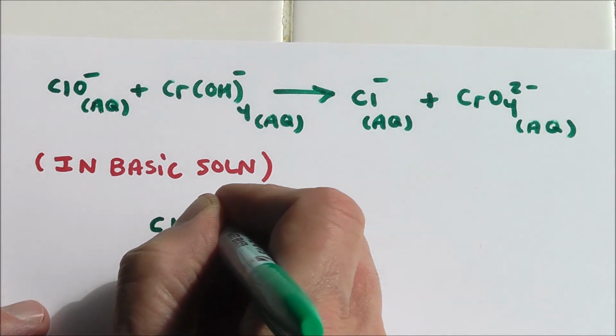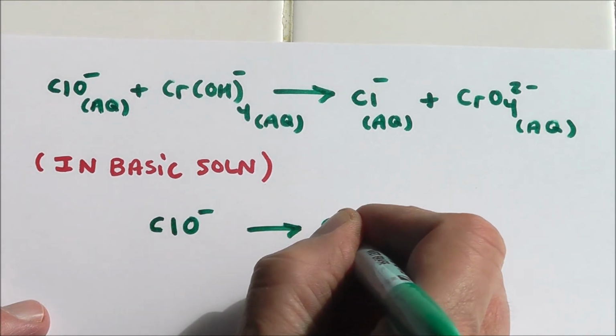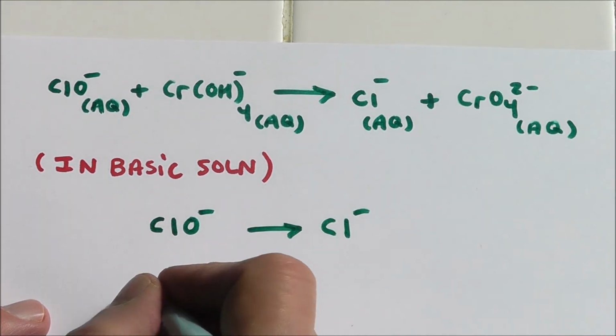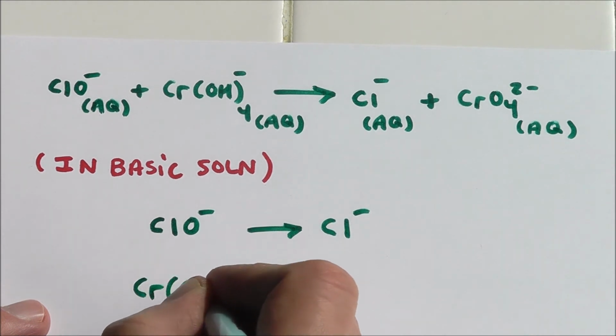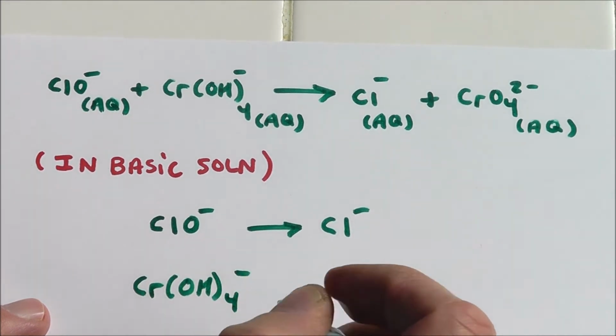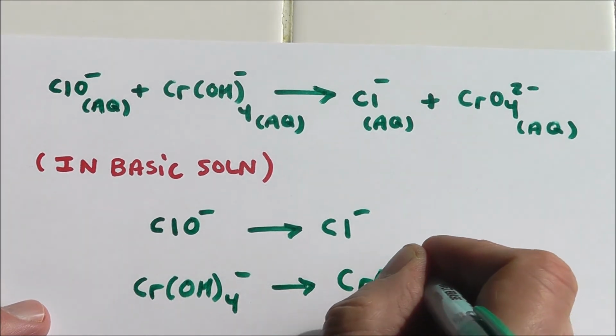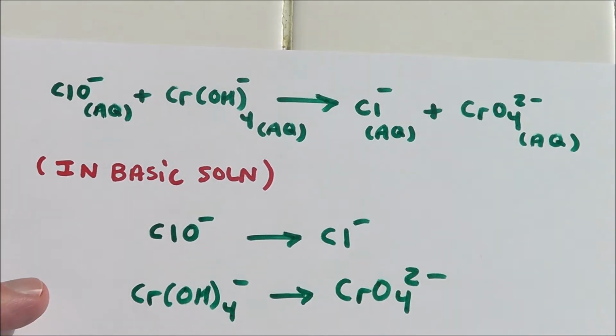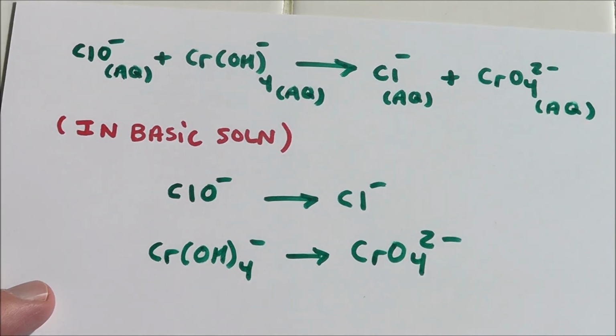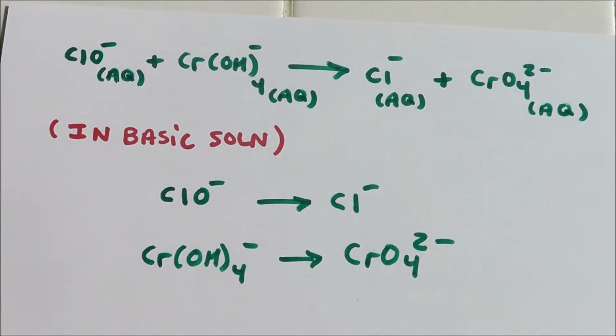So the first step, we're going to split this bad boy into half reactions. ClO- goes to make Cl-. And then Cr(OH)4- goes to make CrO4 2-. I'll leave the subscripts off for now. All right. Okay, first step. Well, we got off easy on this one too. The first step is to balance anything that ain't an H or an O. So that would be the chromiums and the chlorines, and they're balanced. There's one on each side.